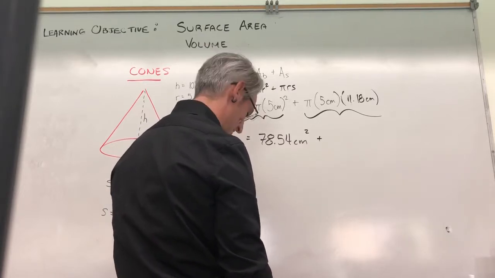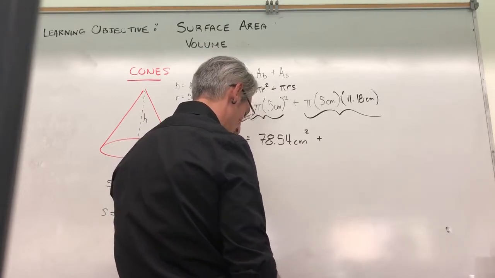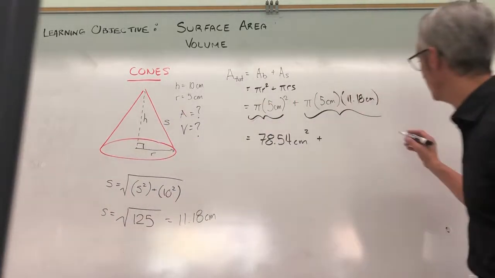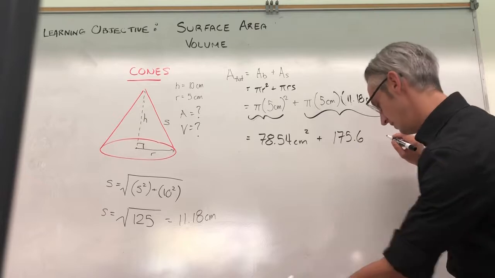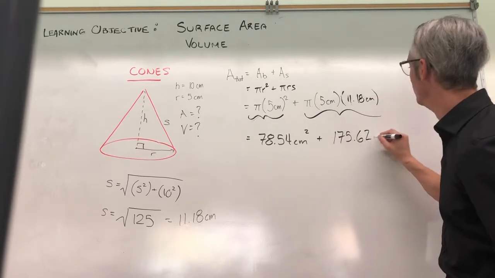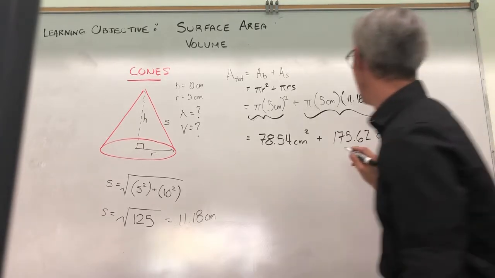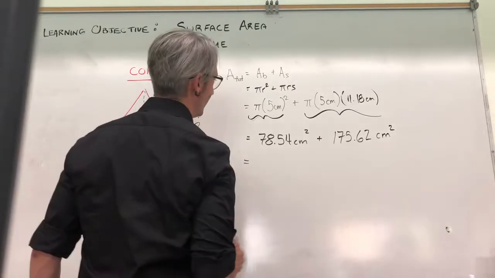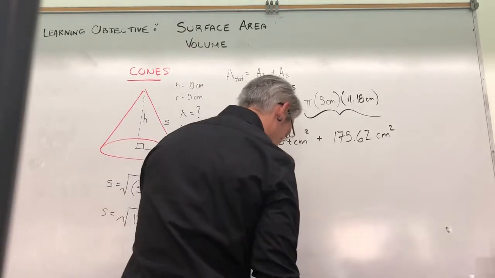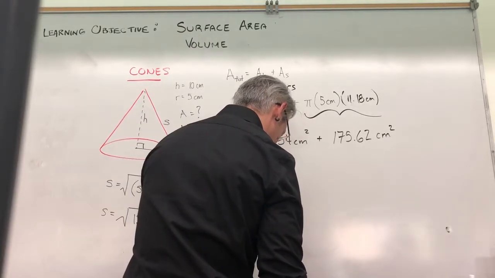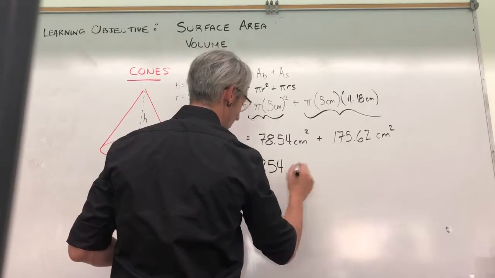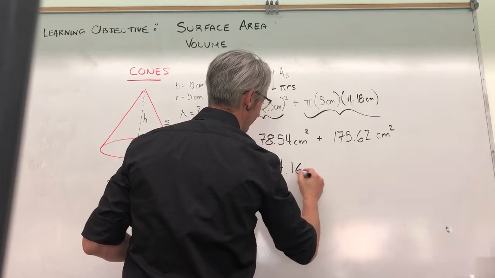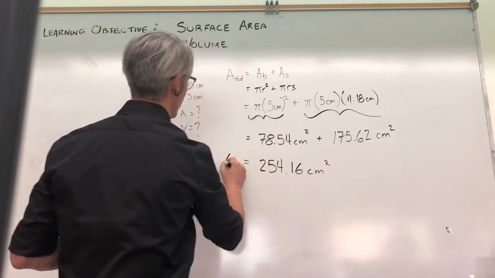Pi times 5 times 11.18. Okay, it's 175.62 centimeters squared. Okay. So this becomes plus 78.54, which is 254.16 centimeters squared. That is my total area.